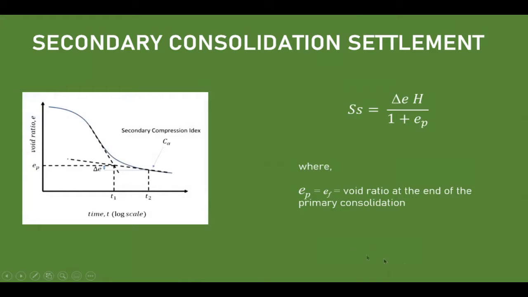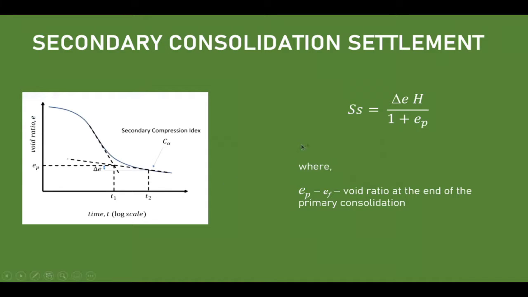So as you can see here, we have the relationship between the void ratio and time, where the time is in logarithmic scale. We also have the loading curve in color blue, and this represents the variation of void ratio and time. We also have the secondary compression index CA, or the slope of the tangential line, which is equivalent to the change in void ratio over the difference of T2 over T1.